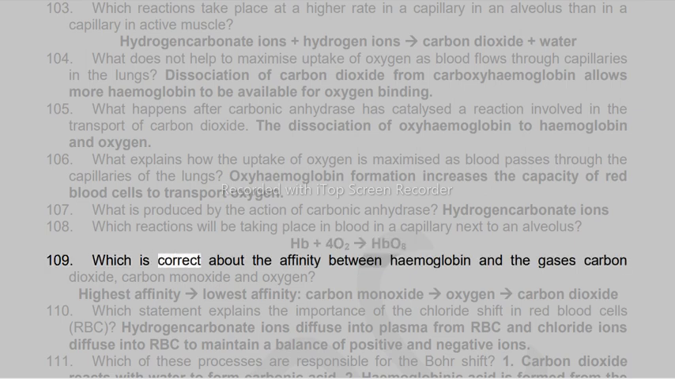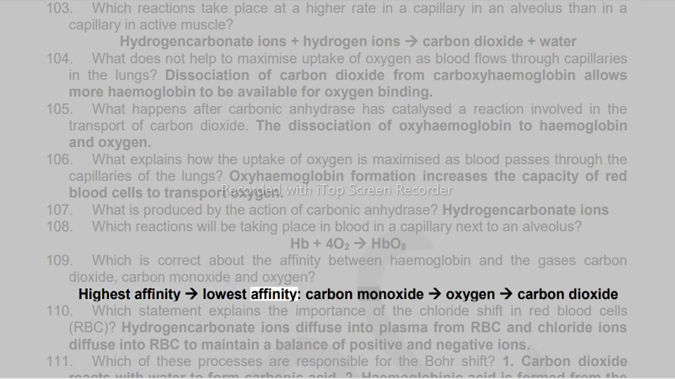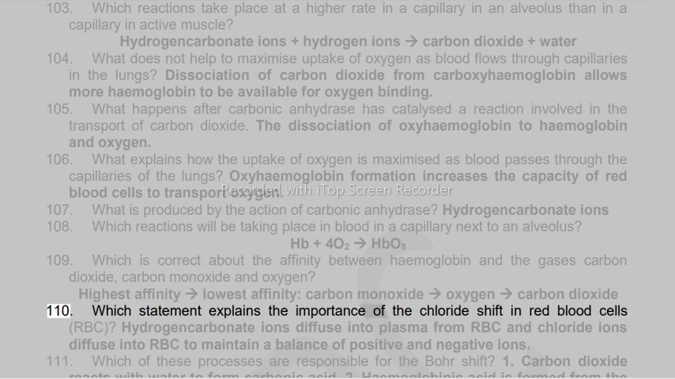109. Which is correct about the affinity between hemoglobin and the gases carbon dioxide, carbon monoxide, and oxygen? Highest affinity: carbon monoxide; then oxygen; lowest affinity: carbon dioxide.